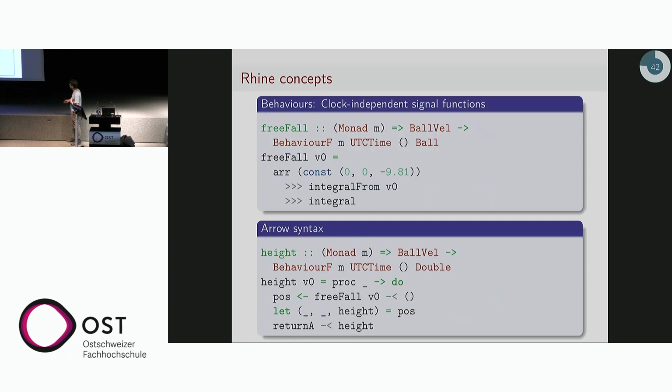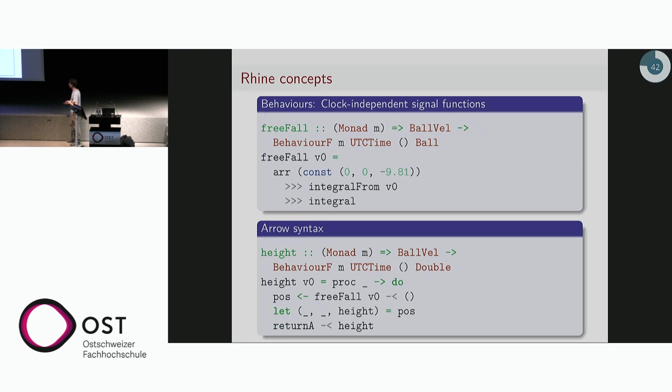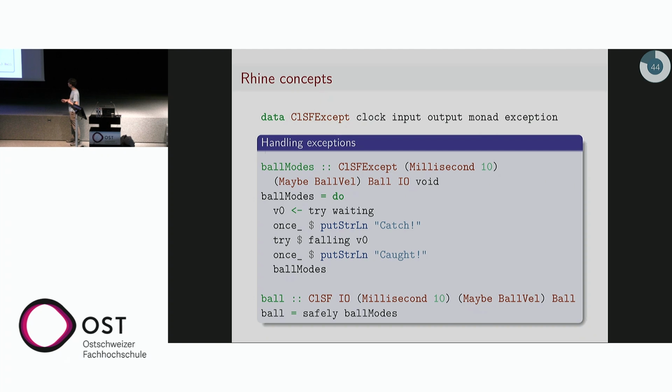So let's go a bit back and look at start val. So start val is activated whenever there is a line on the standard input. We output a random velocity. And ball is the combination of a few different things. This is the more complicated bit. That says, well, we go through these different ball modes here. We switch between the waiting and the falling mode. And when do we switch between these modes?